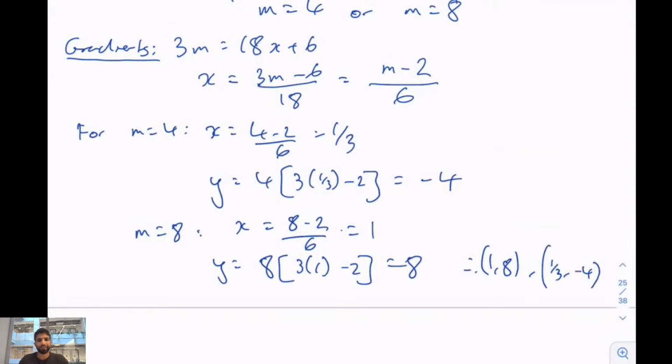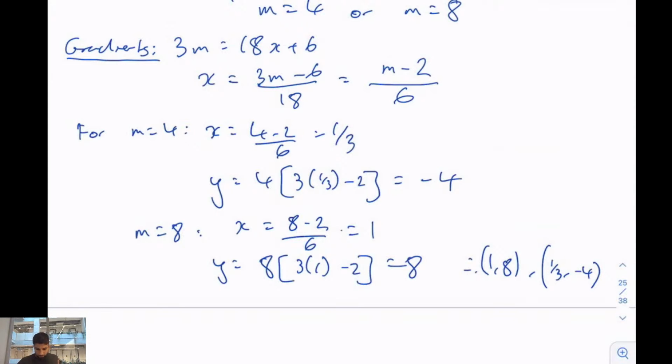So these are the two points which have the same gradient for both the straight line and the curve, and they are a tangent. The straight line is a tangent to the curve. And let's see what the next question is.